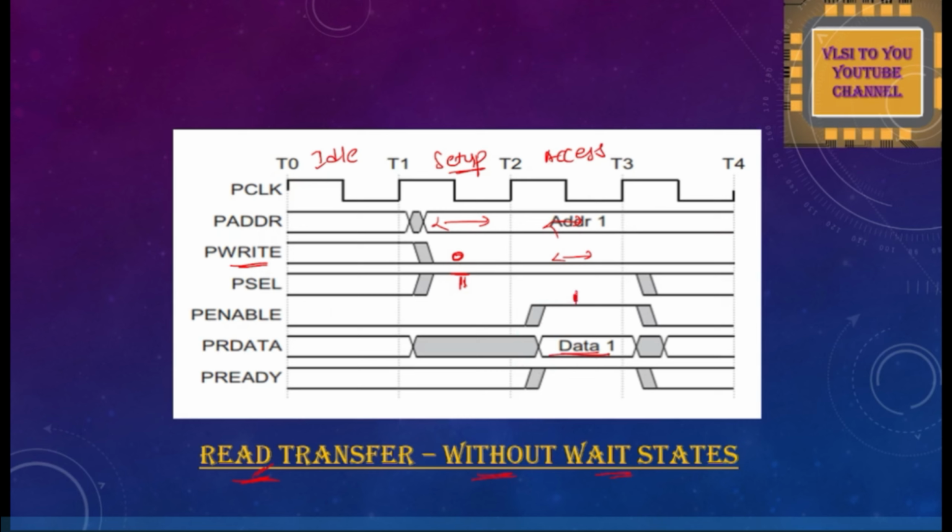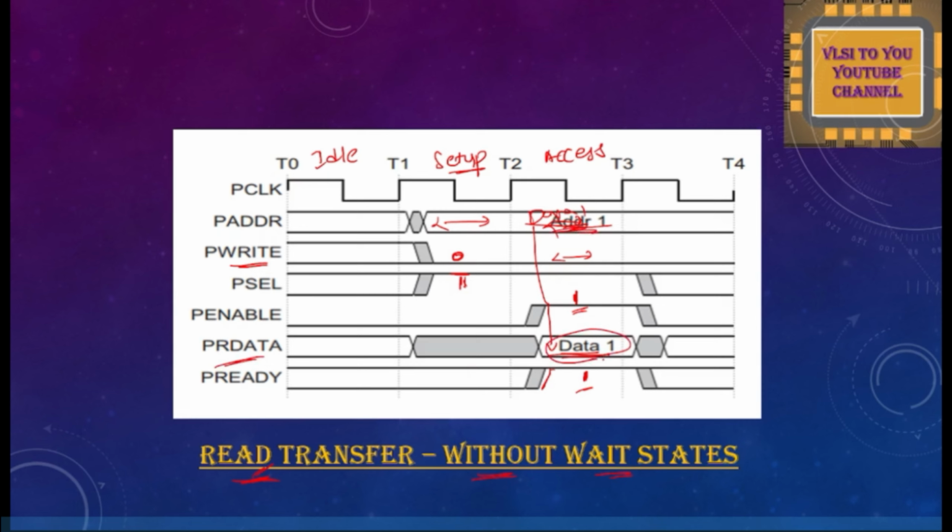Now after p enable is going to be 1, what is the signal that we are going to check here? P ready. Now the p ready is also 1 along with p enable. So the transfer is going to take place. What is the transfer that is going to take place? From this address, this data 1 is going to be read by the master. That means master is reading the data 1 that is present in this address, that is going to be read by this PR data. So we are reading this particular data from address 1.